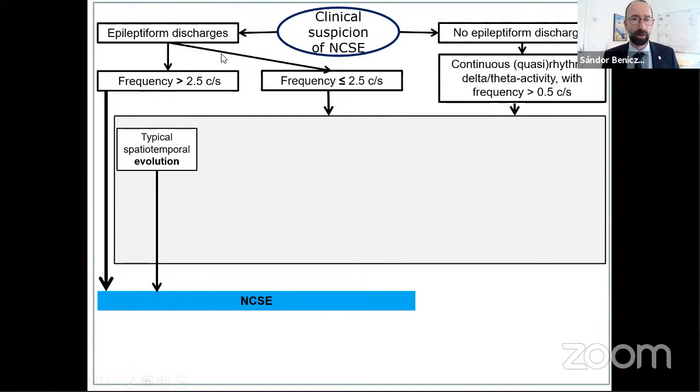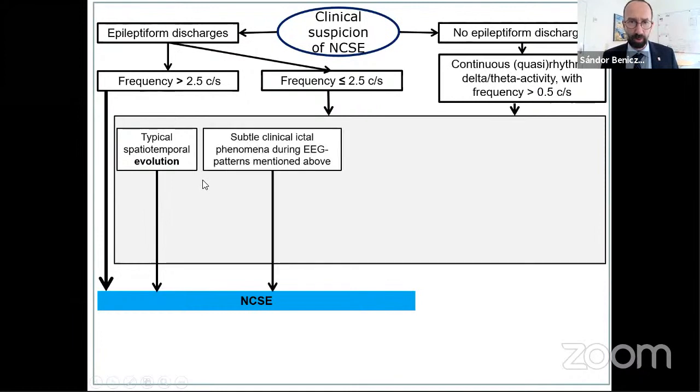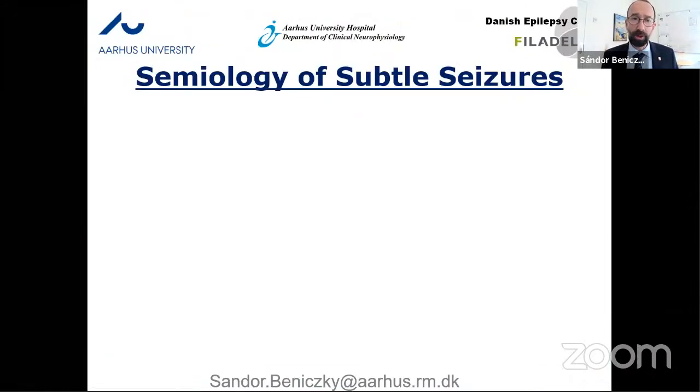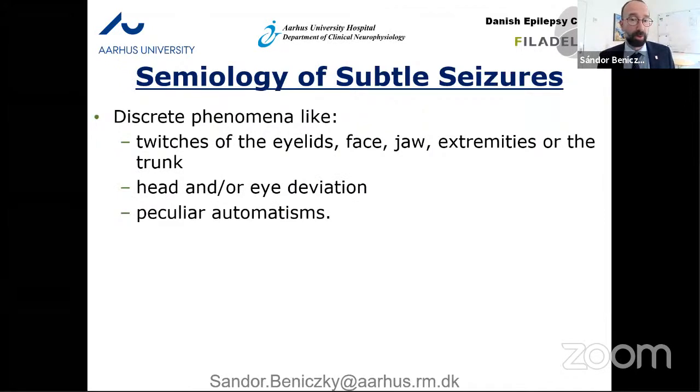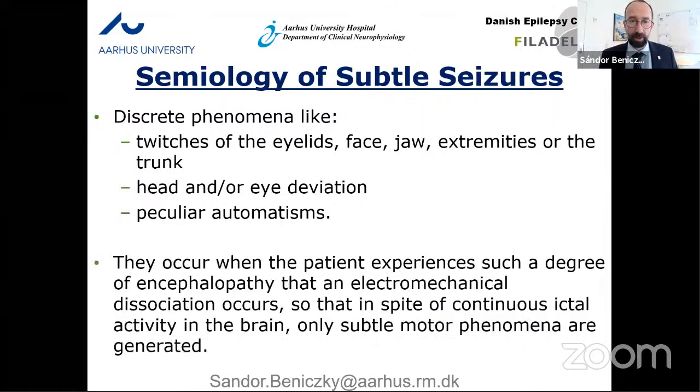Okay, so this was the most important secondary criterion, but there are more. Well, if you can see subtle clinical ictal phenomena time-locked to the EEG discharges, then this also fulfills the Salzburg criteria. What are these subtle semiological signs? Well, these are discrete phenomena like twitches of the eyelids or the face, the jaw, or extremities or the trunk, or head or eye deviation, or peculiar automatisms. They occur when the patient experiences such a degree of encephalopathy that an electromechanical dissociation occurs, so that in spite of the continuous ictal activity in the brain, only subtle motor phenomena are generated.